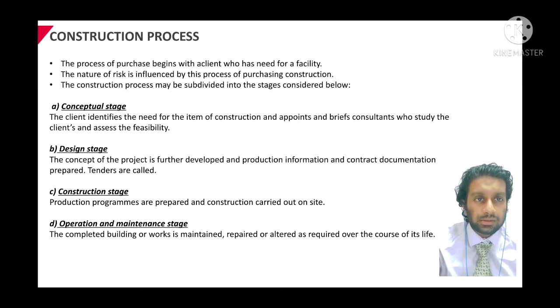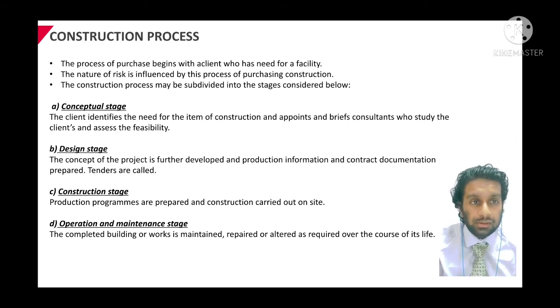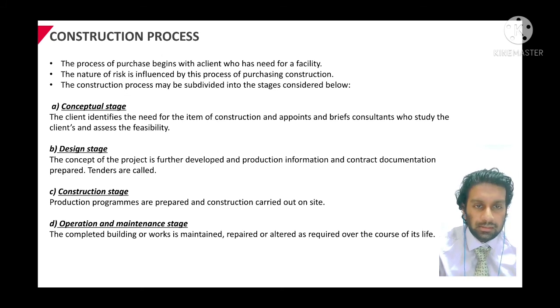The first stage is called the conceptual stage, where the clients identify the need for the items of construction and appoint and brief consultants who study the clients' needs and assess the feasibility. The second is called the design stage, where the concept of the project is further developed and production information and contract documentation are prepared. Tenders are called. The third is called the construction stage. This is where a production program is prepared and construction is carried out on site. The last one is called the operation and maintenance stage, which is where the completed building or work is maintained, repaired or altered as required over the course of its life.